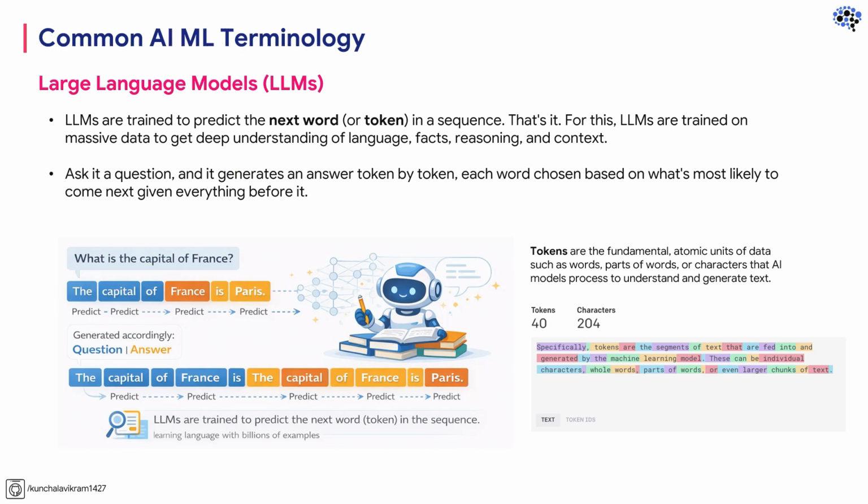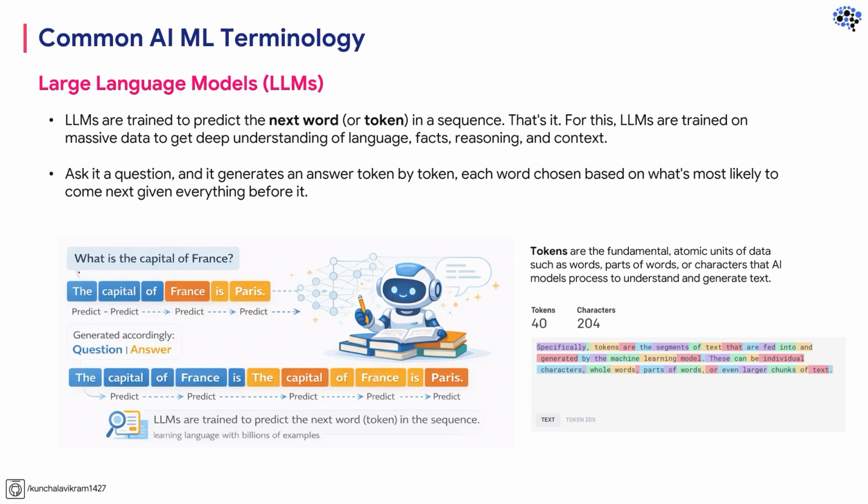For this, LLMs are trained on massive data to get a deep understanding of the language, the facts, and the relationships between the words, so that they can reason and produce the output. Ask it a question and it generates an answer token by token, right? Even in the responses generated in ChatGPT, you will see that the sentences get typed word by word, or you can say token by token, right?